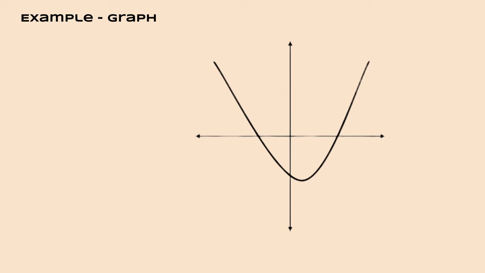Next we have a graph, and a graph is the easiest way to determine if something is a function. We use what's called a vertical line test, which you may have heard before. It's very simple. You take a vertical line. If at any point it touches the graph at more than one place, then it's not a function.